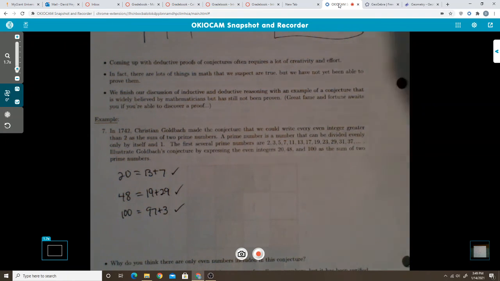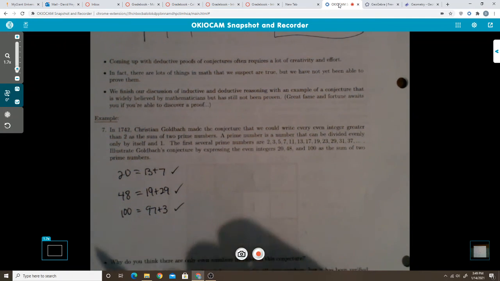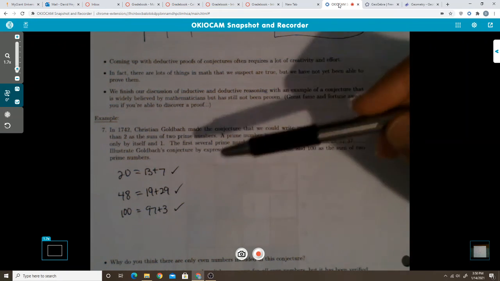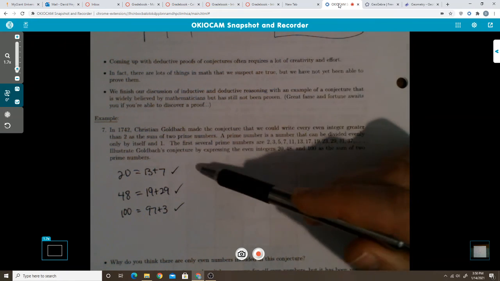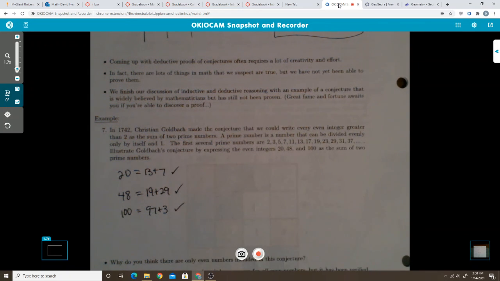That's not the only way to do it. I'd have to think of another example, but there's multiple ways to rewrite these numbers as the sum of two prime numbers. But anyway, those three seem to work. So it seems like this is a true statement. In fact, most mathematicians believe that this is true, that every even integer greater than 2 can be rewritten as the sum of two prime numbers. But it hasn't been proven yet.